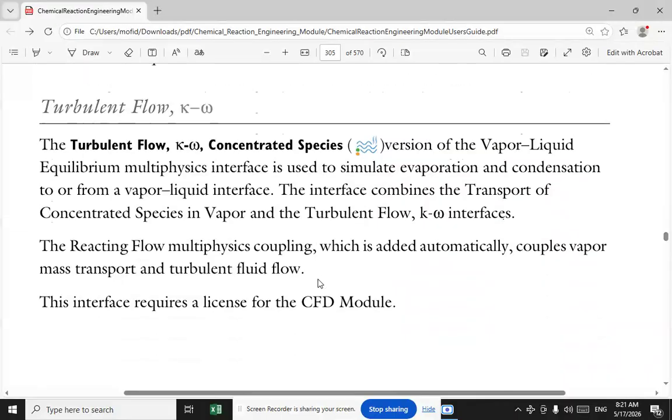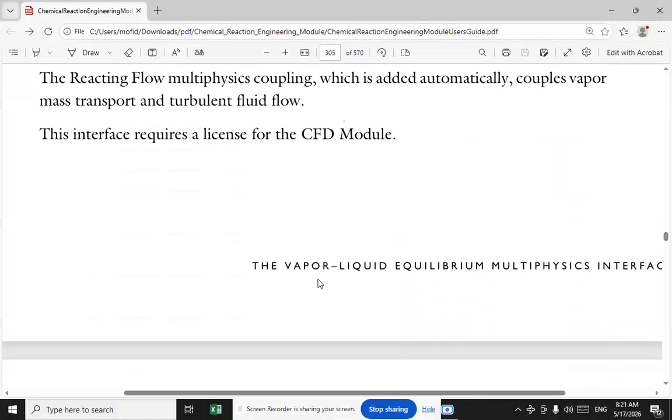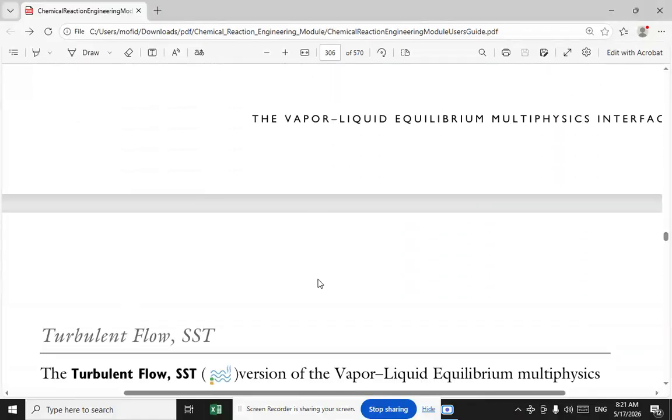I read through the turbulent fluid k-epsilon, and now I want to go through the turbulent fluid k-omega. The turbulent fluid k-omega concentrated species version of the vapor liquid equilibrium multiphysics interface is used to simulate evaporation and condensation to or from a vapor liquid interface. The interface combines the transport of concentrated species in vapor and turbulent fluid k-omega interfaces. The reacting fluid multiphysics coupling, which is added automatically, couples vapor mass transport and turbulent fluid flow. This interface requires a license for the CFD module.